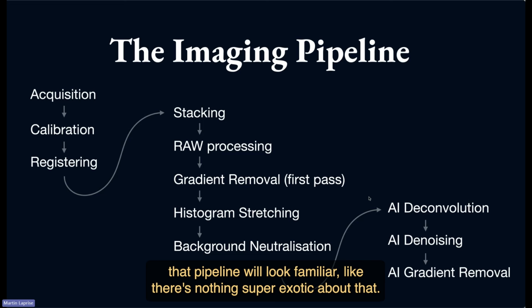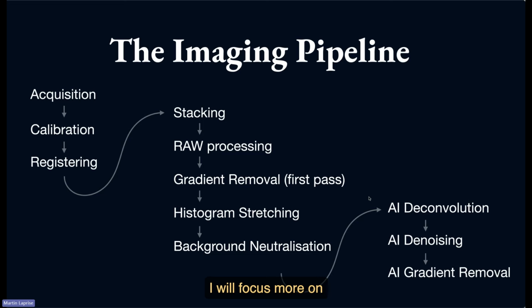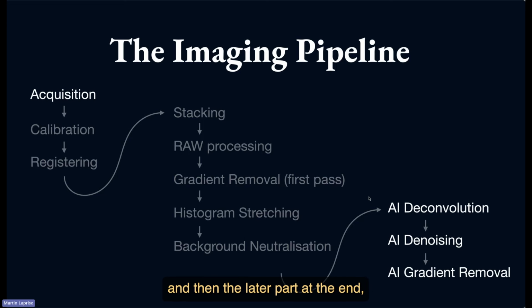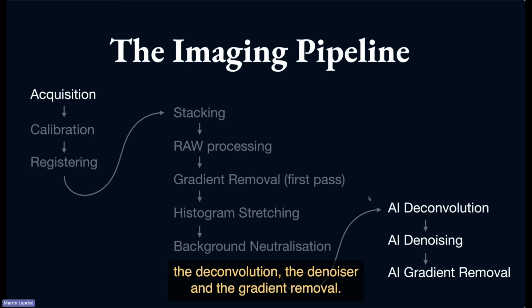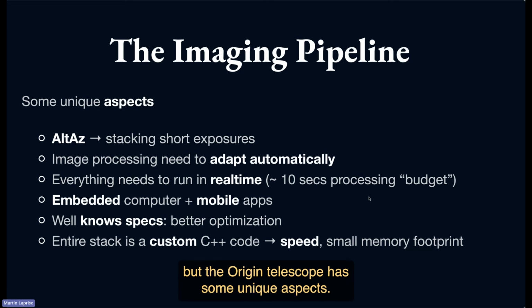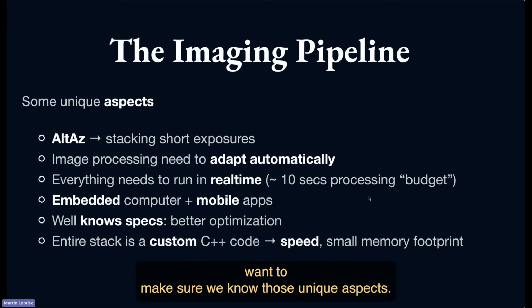There's nothing super exotic about that. So I won't go into each one of those details in this talk. I will focus more on some of the AI approaches that we took in the pipeline. So more specifically, I want to talk about the acquisition part, and then the later part at the end: the deconvolution, the denoiser, and the gradient removal. So like I said, there's nothing super exotic about the pipeline, but the Origin telescope has some unique aspects, and I want to make sure that we know those unique aspects.